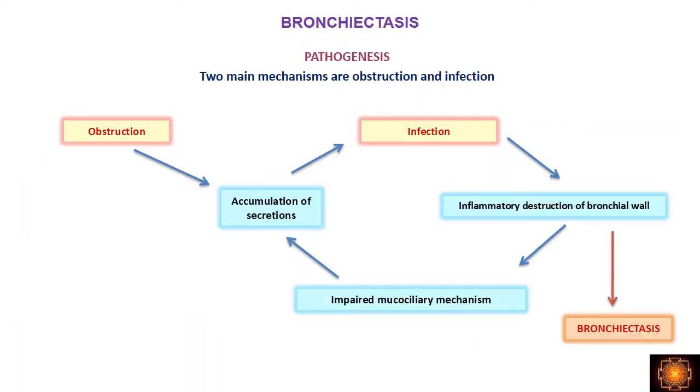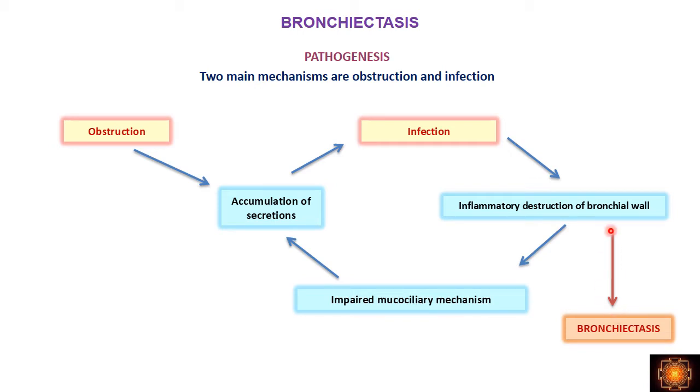Now when we see the pathogenesis, we have two main mechanisms for bronchiectasis, that is obstruction and infection. Actually, both of them are interrelated. When there is an obstruction to the airway, there will be accumulation of mucinous secretions distal to the obstruction. These accumulated secretions have proteinaceous material, and it becomes a good source for the growth of bacteria. So you have a secondary bacterial infection. Then because of the infection, there will be an inflammatory reaction. All the inflammatory cells coming there will release mediators which will cause destruction of the bronchial wall. So this can lead to bronchiectasis.